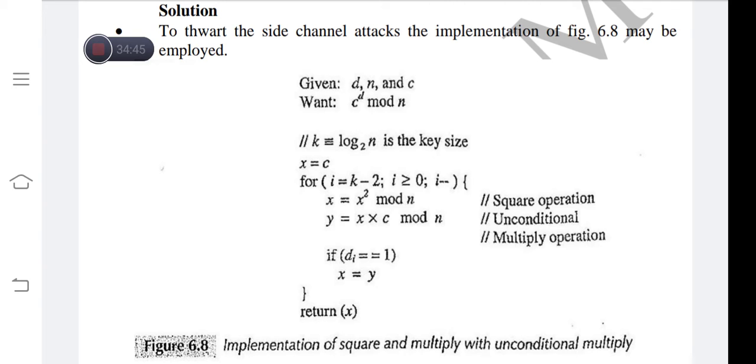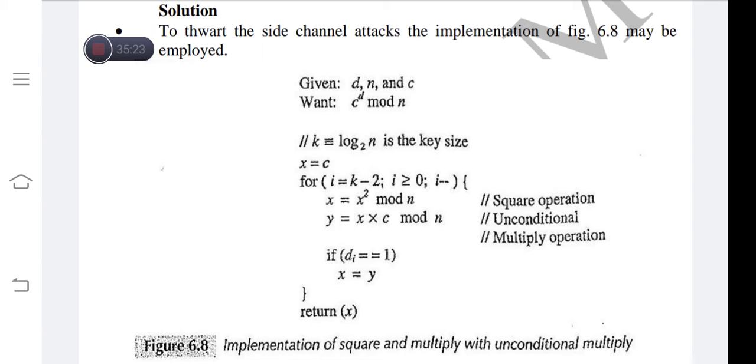Here, this is the code, the implementation of the square and multiply algorithm with unconditional multiply operation. Now suppose the attacker injects a fault in the system during the multiply step of a certain iteration. Inside the for loop only this multiplication operation is performed. Due to the fault, the result of the multiply operation will become erroneous.